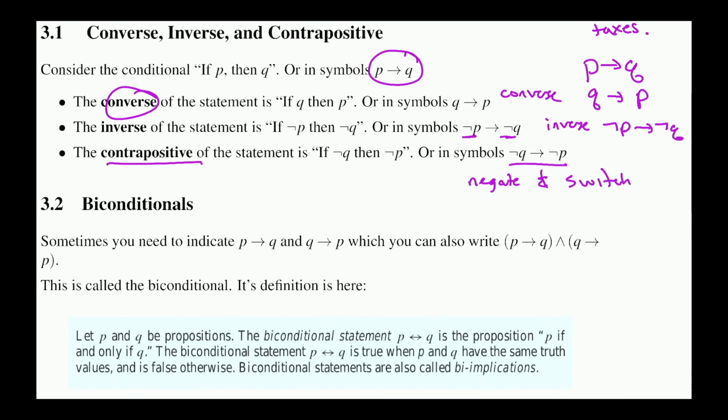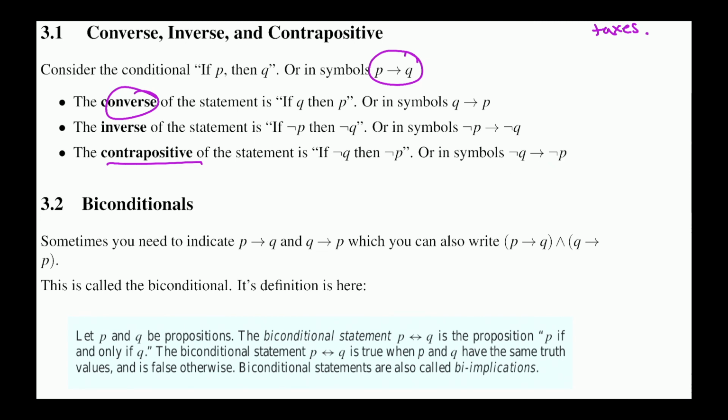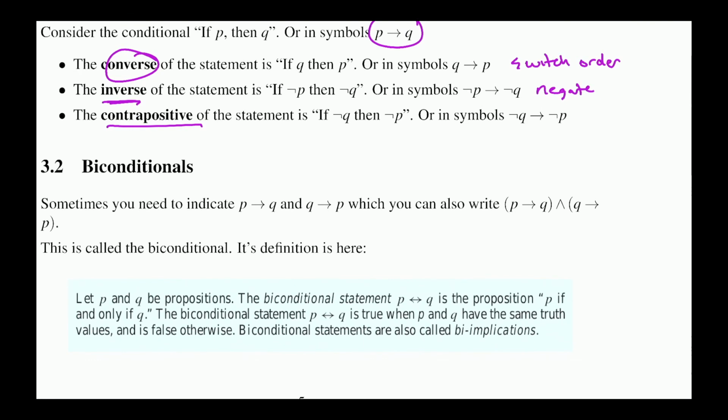So if you're trying to write converse, inverse, contrapositive, I'm going to erase these and write them a little bit differently. There's basically two things you can do. Converse, you switch the order. Inverse, you negate, but you keep the same order, so you add not on both of them. And contrapositive, you switch order and negate.